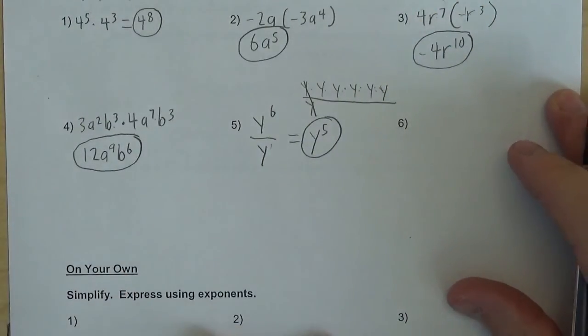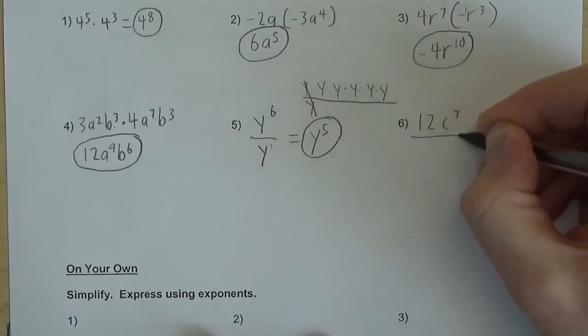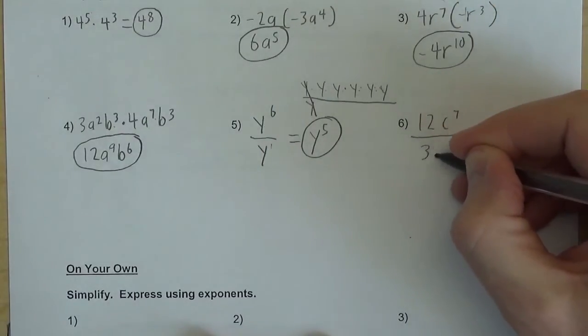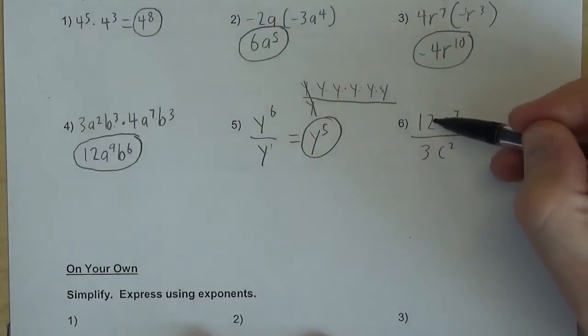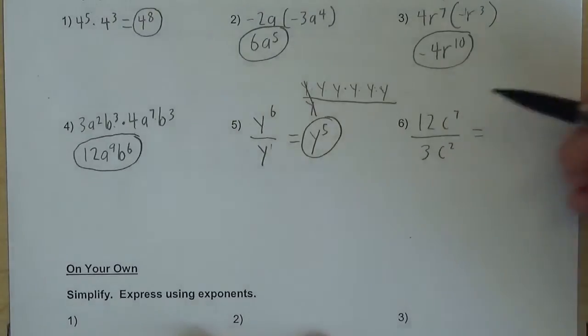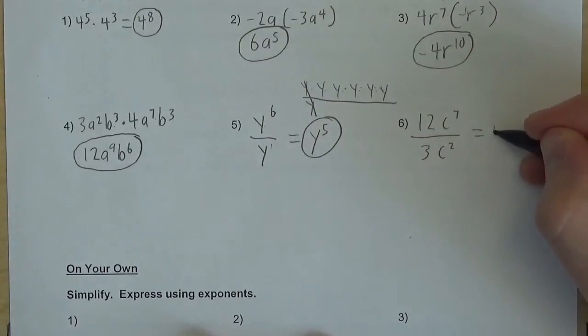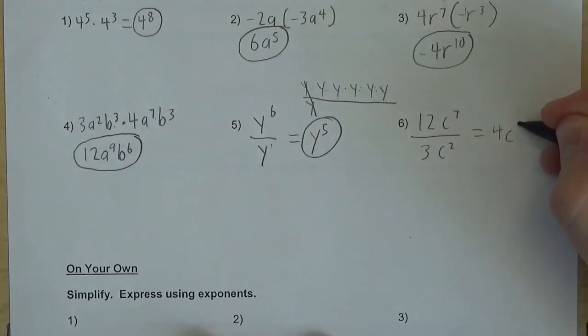All right, number 6, last one here, is 12c to the 7th over 3c squared. Okay, same with multiplication. If you just have regular numbers, and 12 and 3 are just regular numbers, they're not powers because they don't have exponents, you're just going to divide them like normal numbers. 12 divided by 3 is 4, but then we do have a couple of powers here. You divide powers, keep the base the same, and subtract those exponents. 7 minus 2 leaves you with 5. So this is 4c to the 5th.